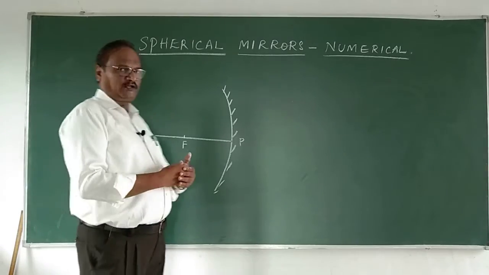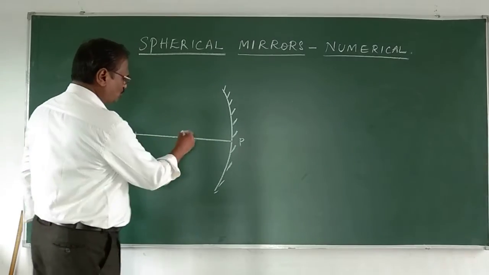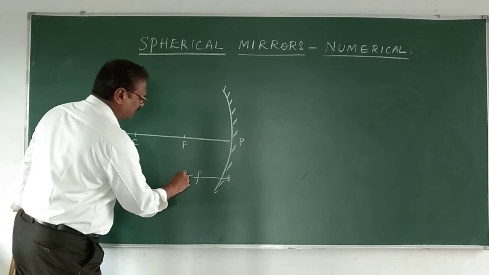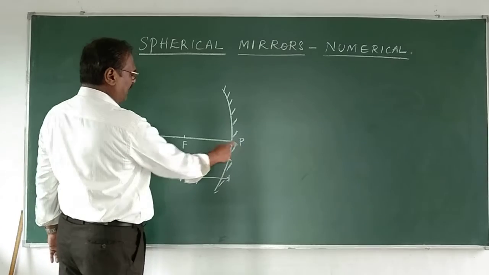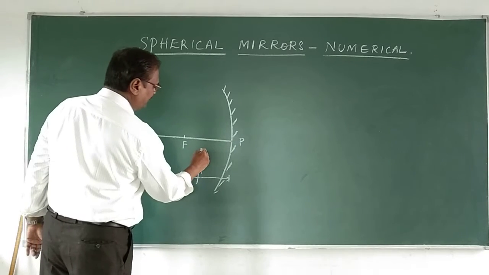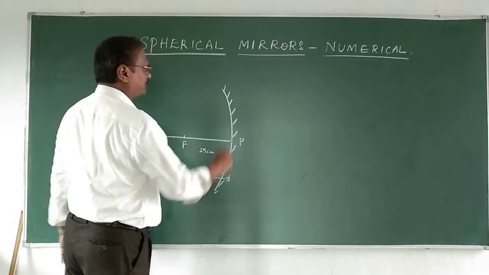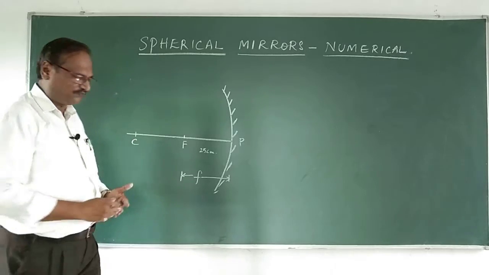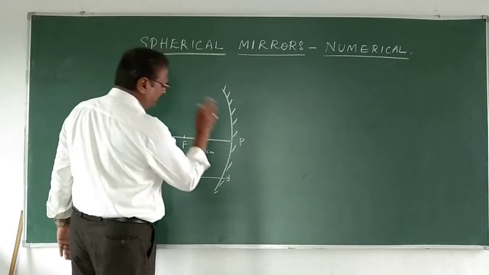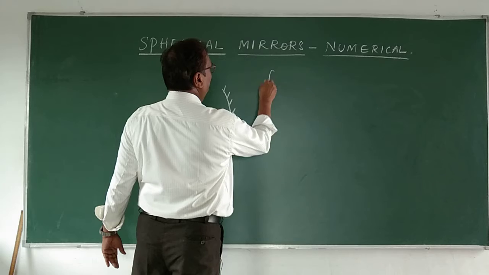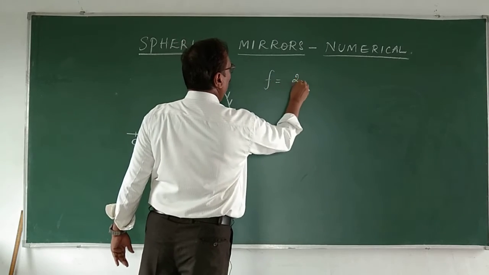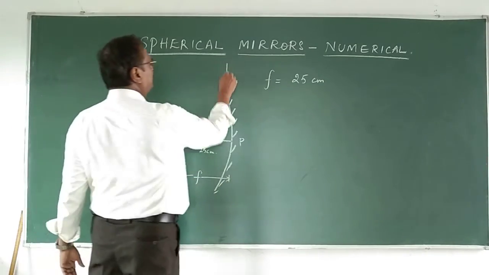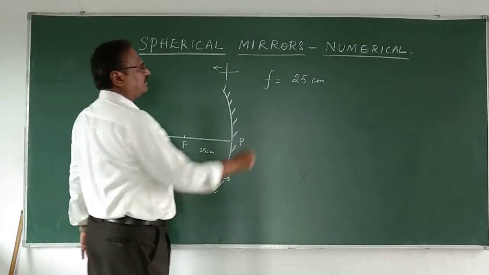Now, in the previous problem we took the object. So what is the focal length? This is the focal length, the distance between the pole and the focus. How much have I taken? 25 centimeter. In order to make the problem a little easier to understand, let it be 25 centimeter. So now the focal length f is equal to 25 centimeter. But where is it lying according to the Cartesian coordinate system? On the left side. So it is negative.